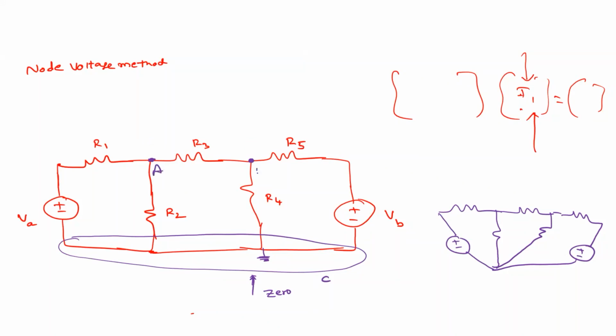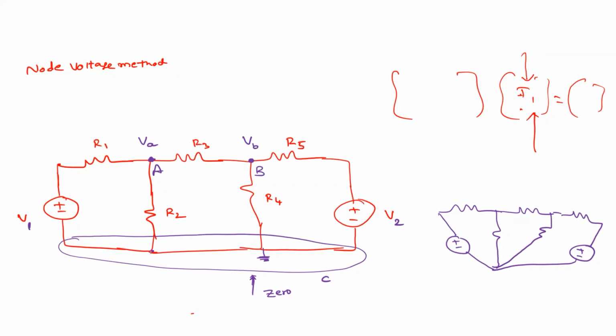This is A, this is B, right? So the next step is the remaining nodes. We have one A node and B node, right? So for the remaining nodes, assign a voltage with respect to this ground. So this voltage is VA. This is V1, I assume this is V2. So this voltage is VB.